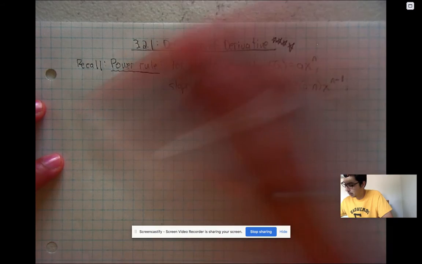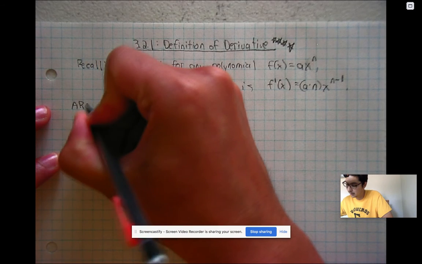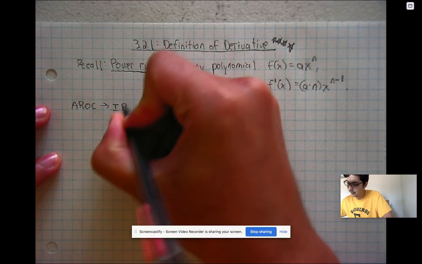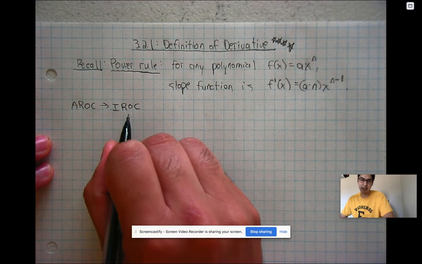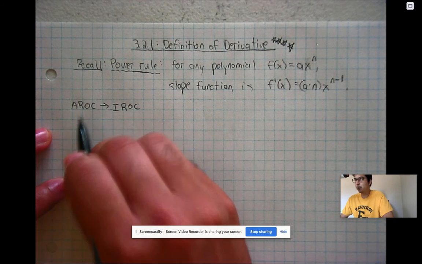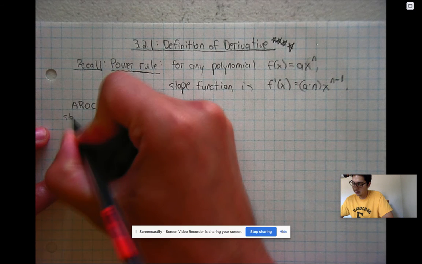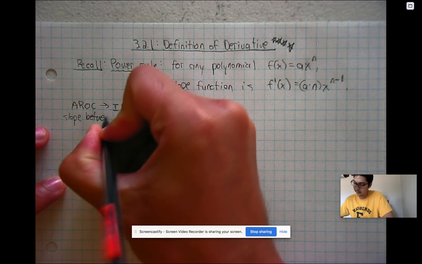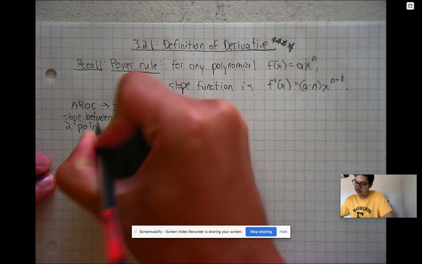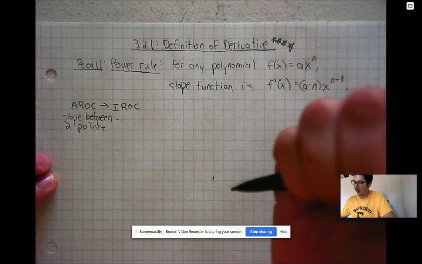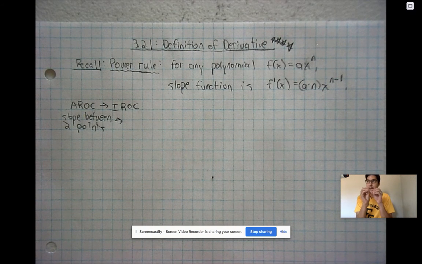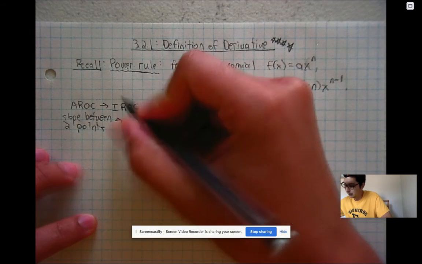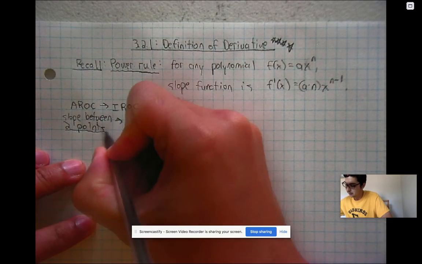Right? And then also recall that we learned how to go from AROC to IROC, where AROC is your average rate of change to the instant rate of change. And the way we did that was average rate of change is just the slope between 2 points. And how can we use that knowledge to get the instantaneous rate of change? Well, you take those 2 points and you take one point that's h away from it and you just approach 0.